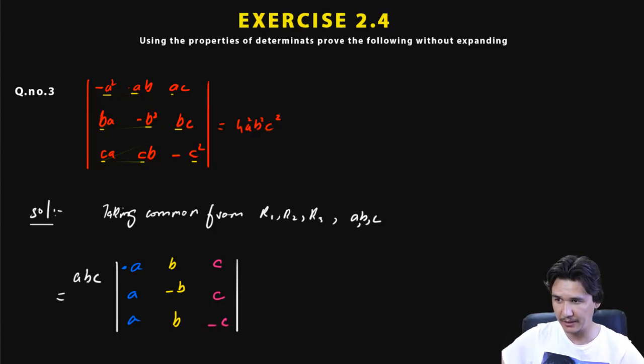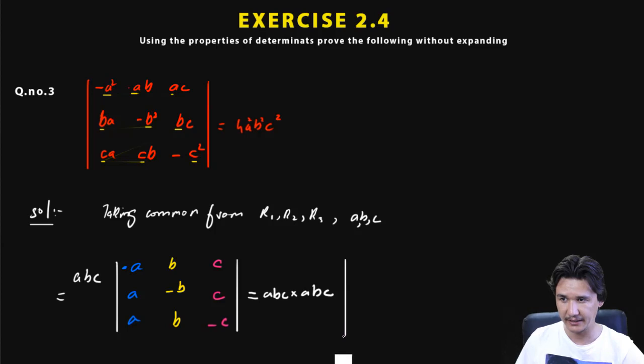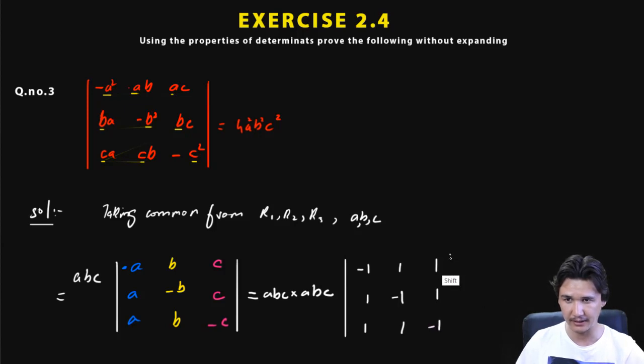Therefore we take common from column 1 a, from column 2 b, and from column 3 c. So we have abc, and we multiply a, b, c also, and the determinant becomes: minus 1, 1, 1; 1, minus 1, 1; 1, 1, minus 1. Now this is the determinant here.